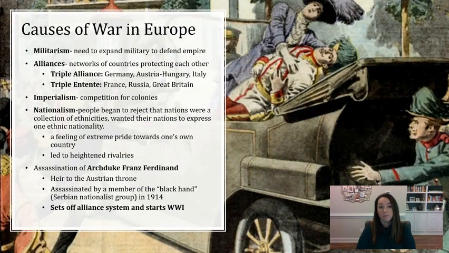So the first thing that we're going to briefly talk about, this isn't super important. This is more review from world history, and that is the causes of war in Europe. It's very important to remember that the war in Europe started in 1914. The United States isn't going to enter until 1917.